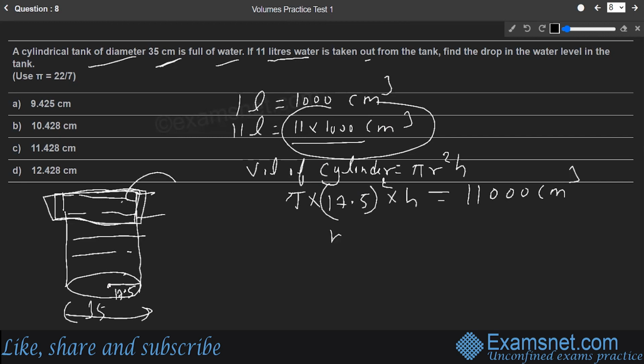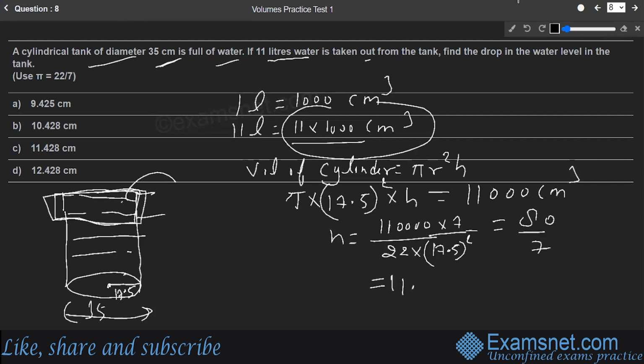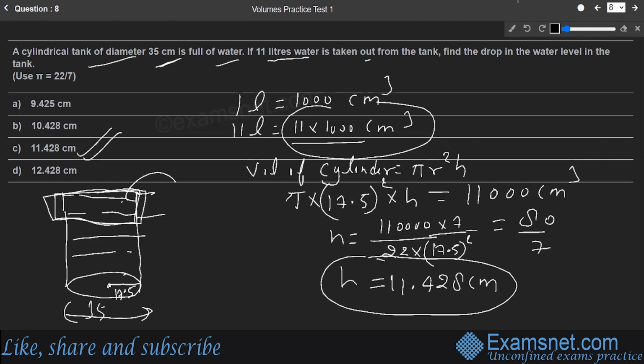So let us put the values. h is going to be equal to 11,000 divided by 22 by 7 into 17.5 square, like this. So clearly we need to solve this equation. The h value comes out to be ultimately 80 by 7, that is nothing but 11.428 centimeters. So that is the height value, 11.428 centimeters. That will be the drop in the water level. That is available in option number C.